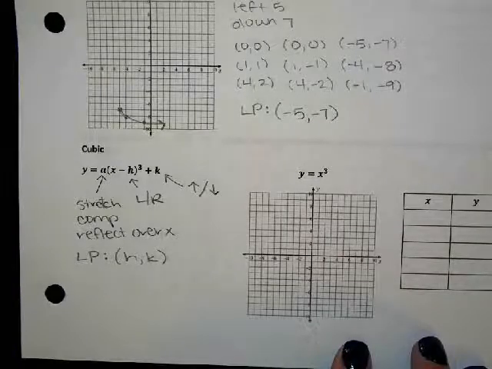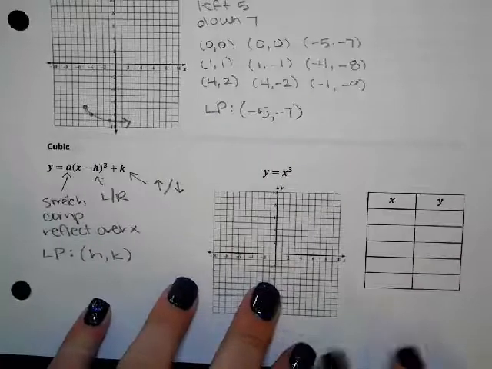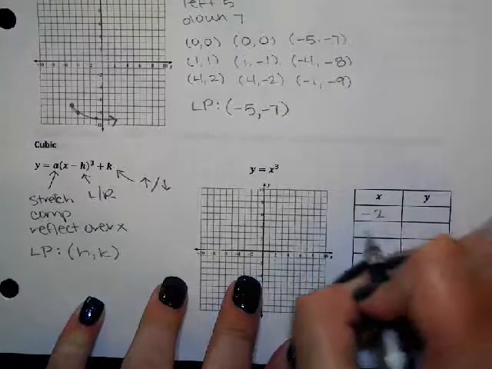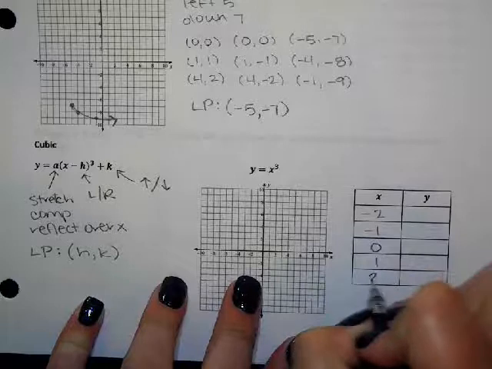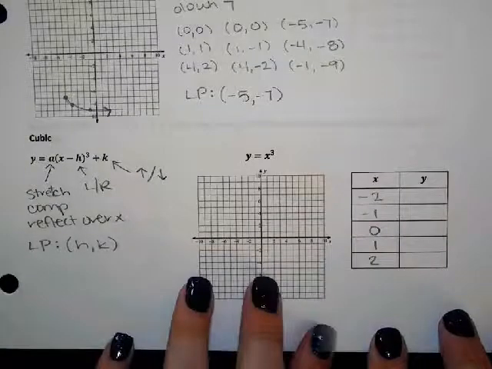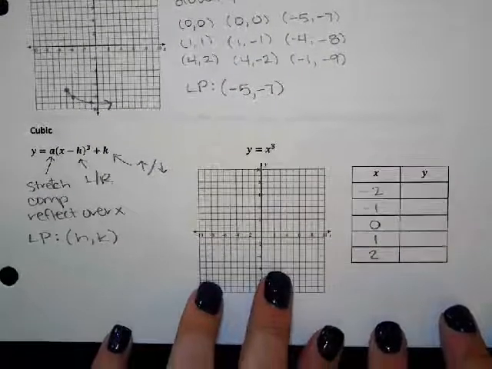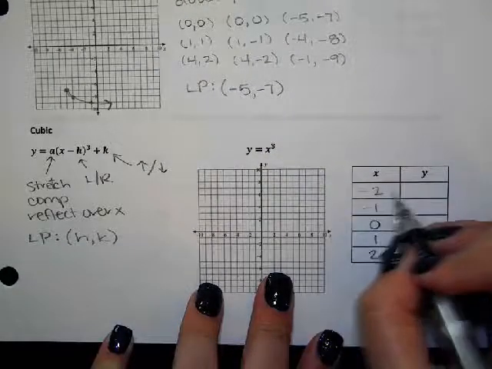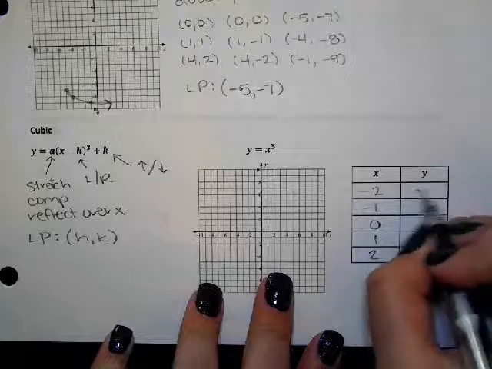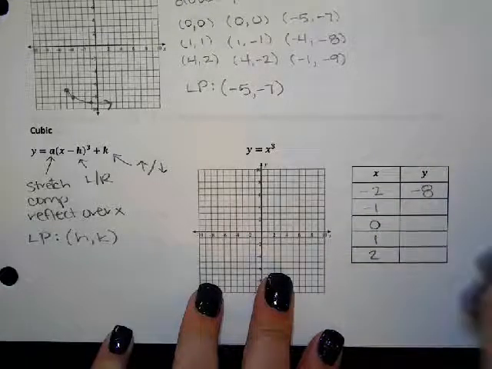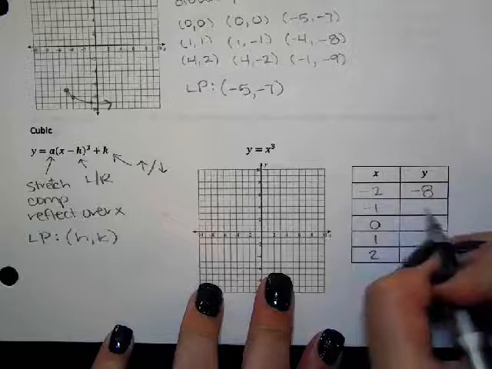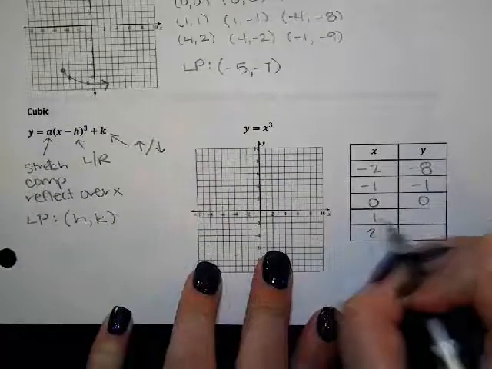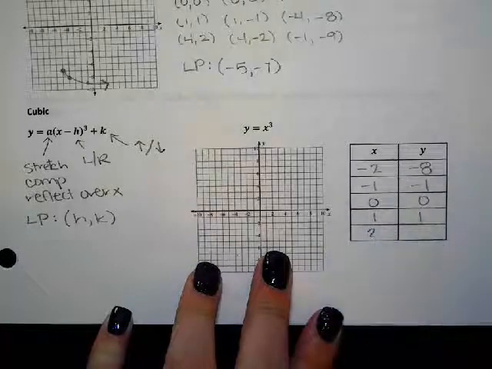For a cubic graph, we can just use the points -2 to 2 for the x values: -2, -1, 0, 1, and 2. Those are pretty easy to plug in because you're just taking the number and multiplying it by itself 3 times. So -2 times -2 times -2 is -8. -1 times -1 times -1 is -1. 0 times 0 times 0 is 0. 1 times 1 times 1 is 1. 2 times 2 times 2 is 8.